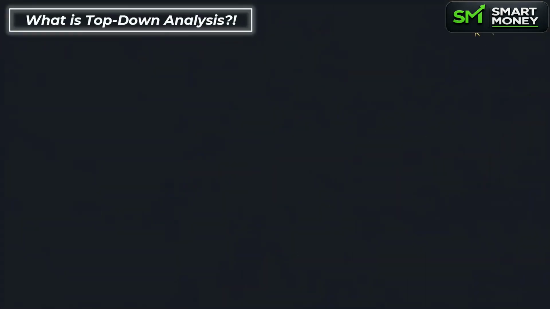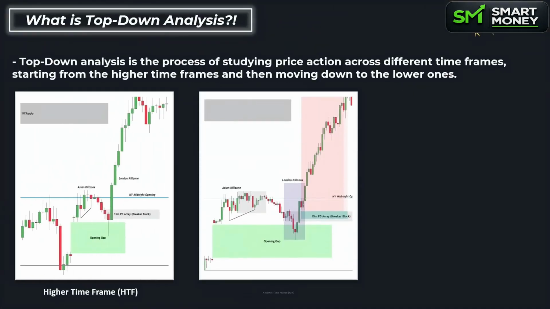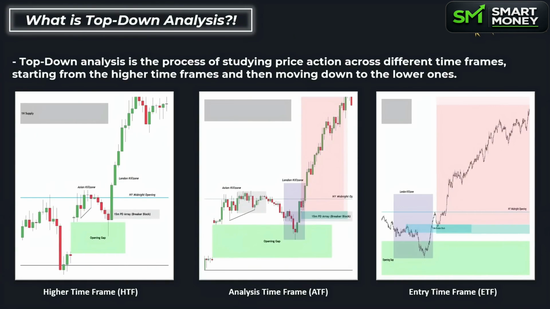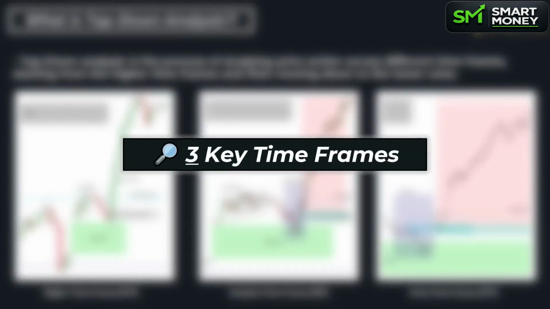What is top-down analysis? Top-down analysis is the process of studying price action across different time frames, starting from the higher time frames and then moving down to the lower ones. This approach allows traders to understand the bigger picture first, and then zoom in to find more precise, high-probability trade setups. Now, when using top-down analysis, there are three key time frames every trader should understand.